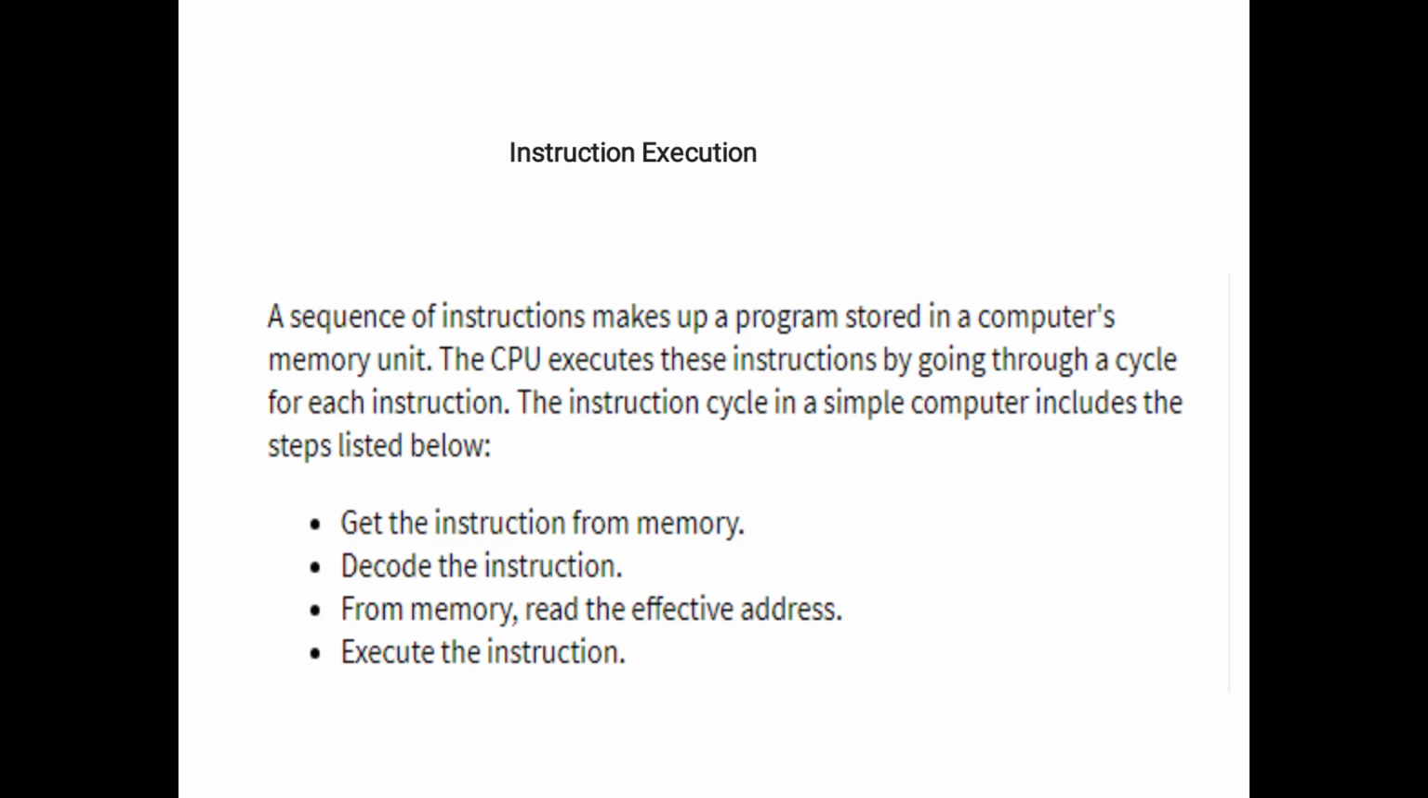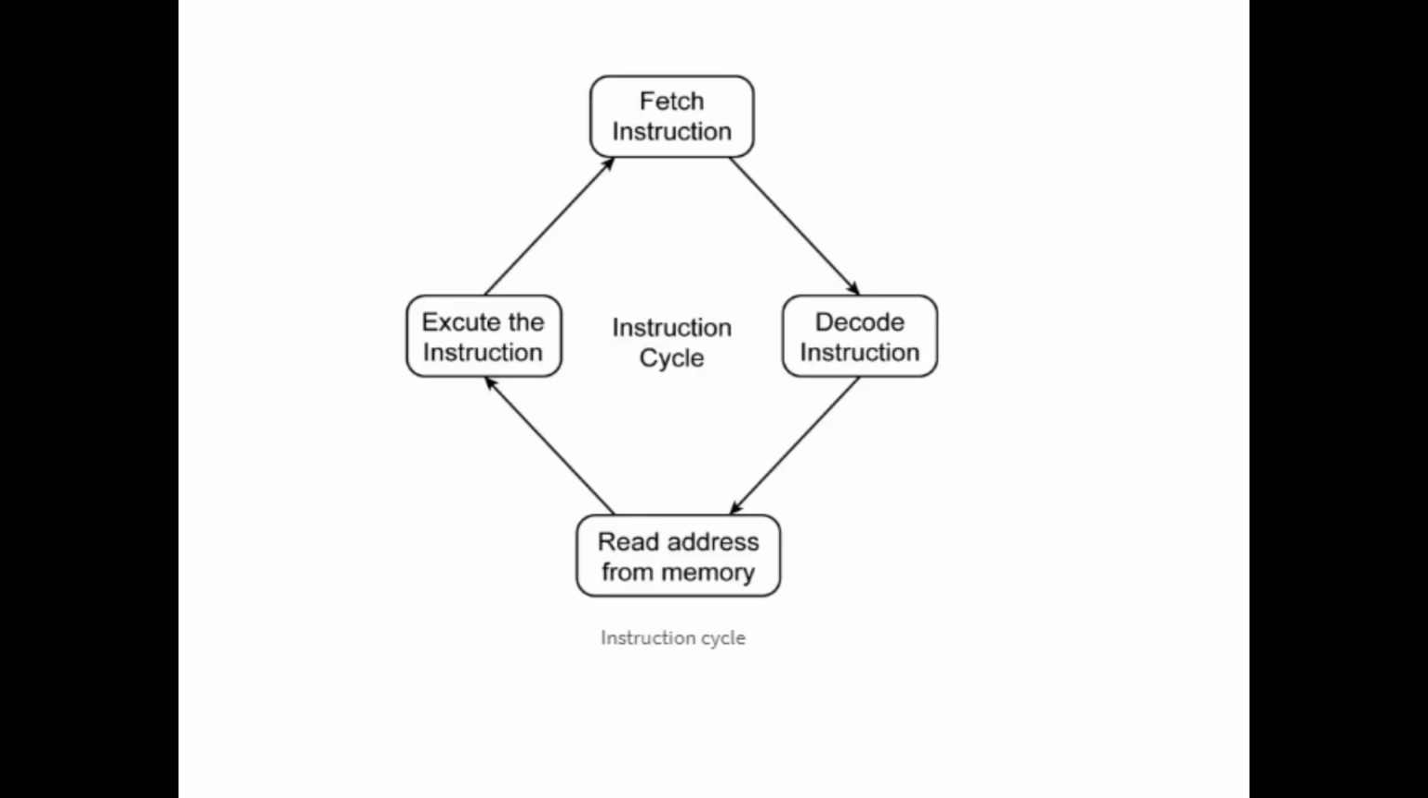The instruction cycle in a simple computer includes these steps: get the instruction from memory, decode the instruction, read the effective address, and execute the instruction. The instruction cycle consists of 4 phases: fetch instruction, decode instruction, read address, and execute instruction. So the instruction cycle consists of 4 stages.